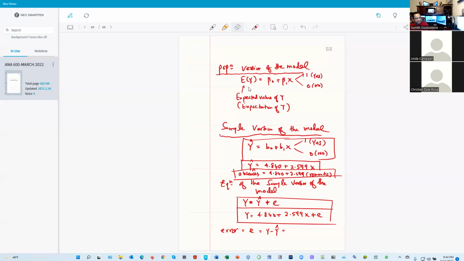Here, if you write the equation of the population version of the model, what do you get? You get y equals the expected value of y plus epsilon. That means y equals beta naught plus beta 1x plus epsilon.